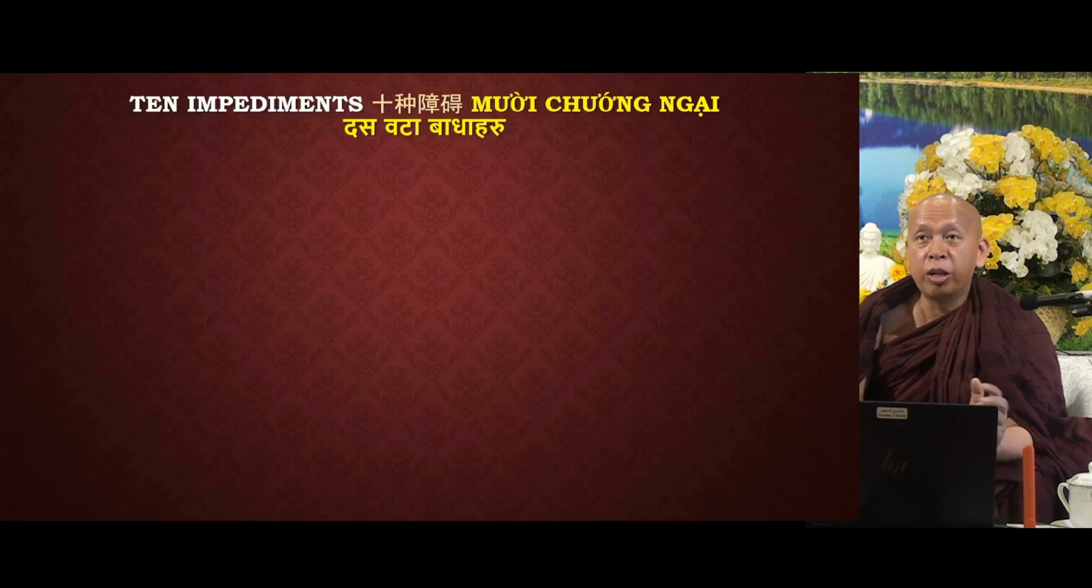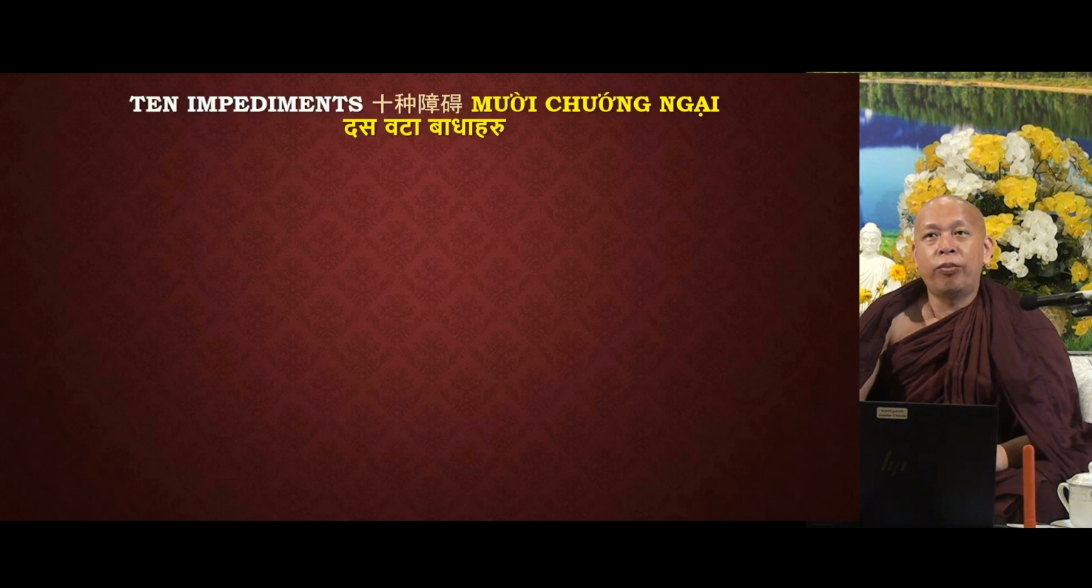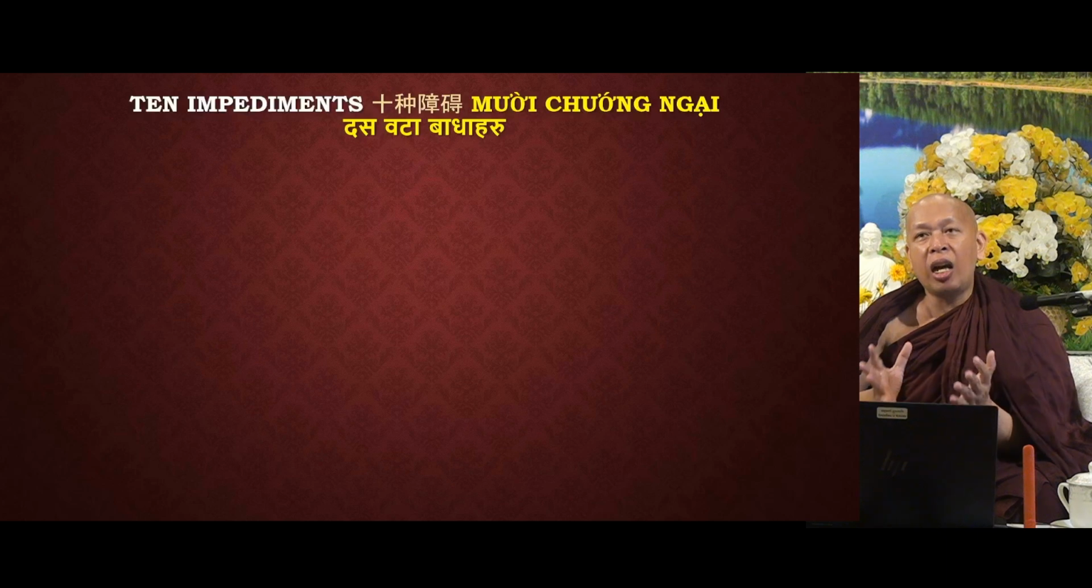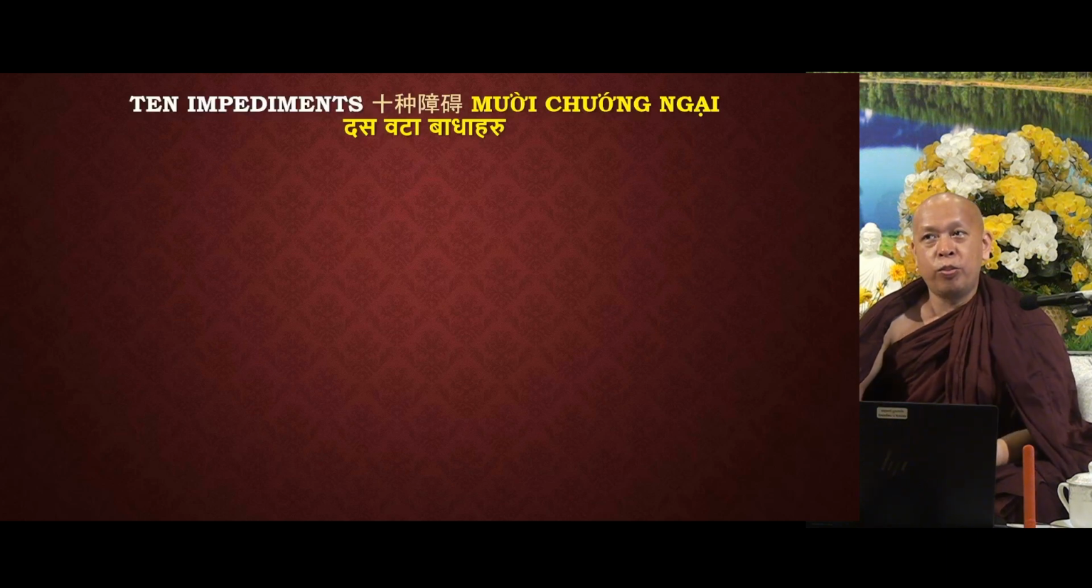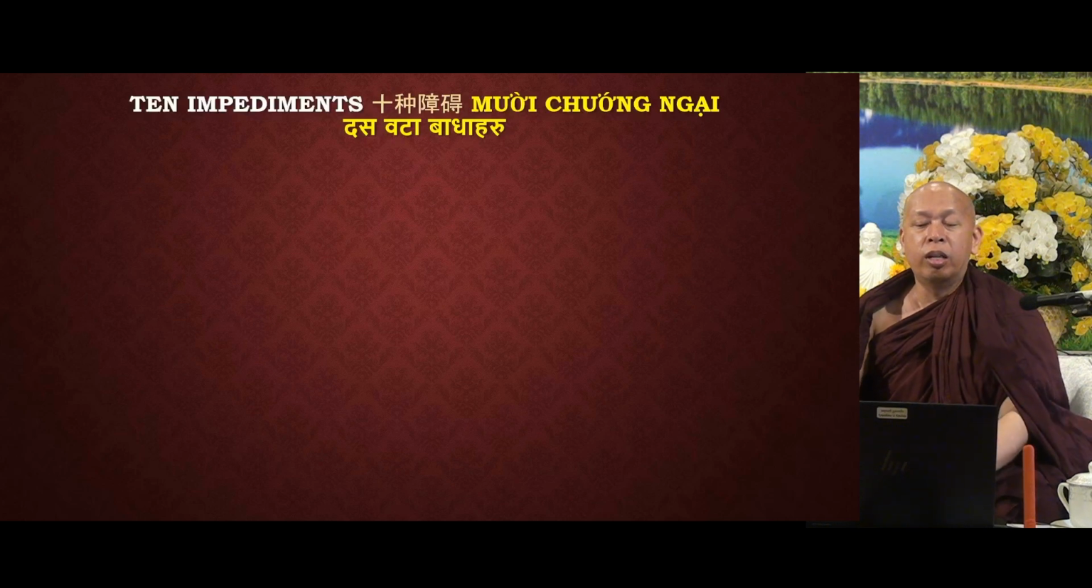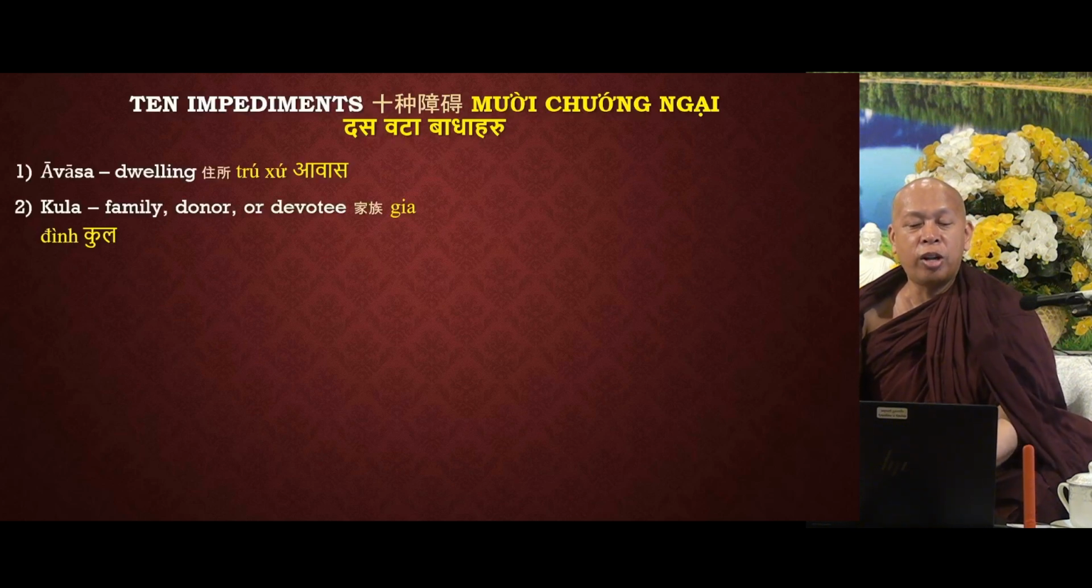I already mentioned 10 impediments. So now I will list out the 10 impediments. We can also understand these 10 are major impediments, very serious impediments. We also have many other minor impediments. We can now start with the first one.